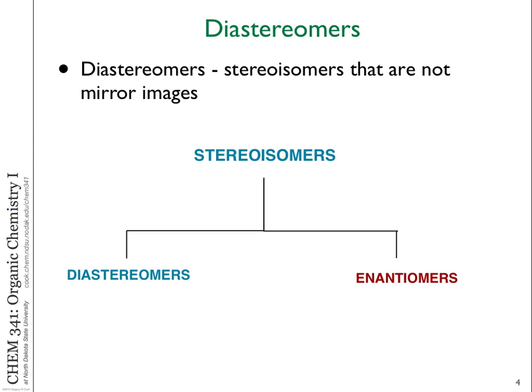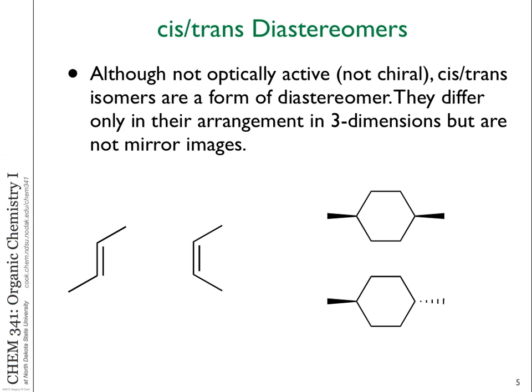So enantiomers, again, are mirror image isomers. Diastereomers are stereoisomers, but if they aren't exact mirror images, then they can't be enantiomers. Everything else falls under that category. Oh yeah, here they are. Cis and trans is an example, right? Whether that's a double bond or whether that's on a ring like a cyclohexane or a cyclopentane, those are diastereomers.